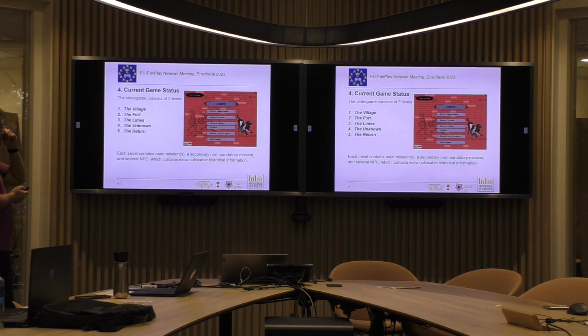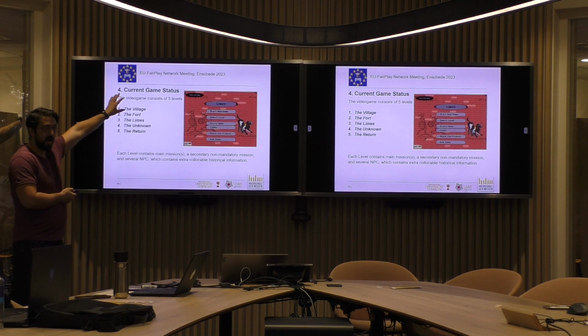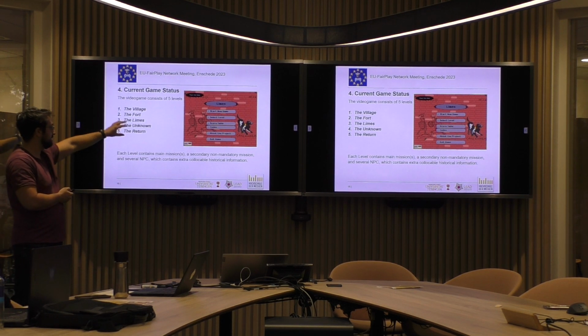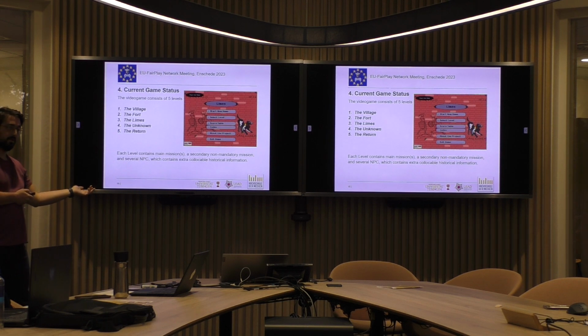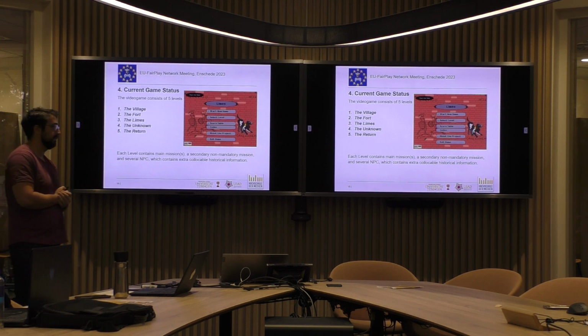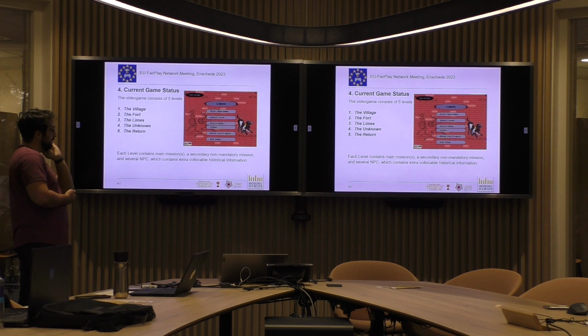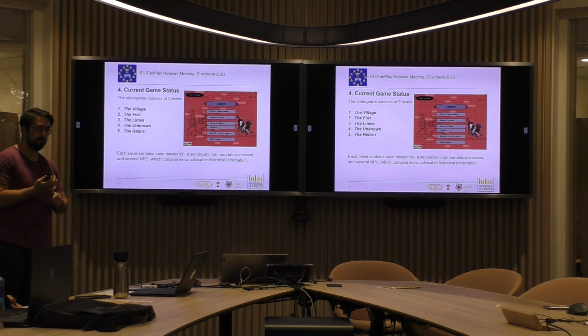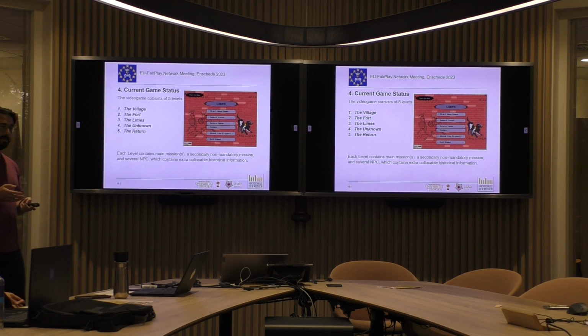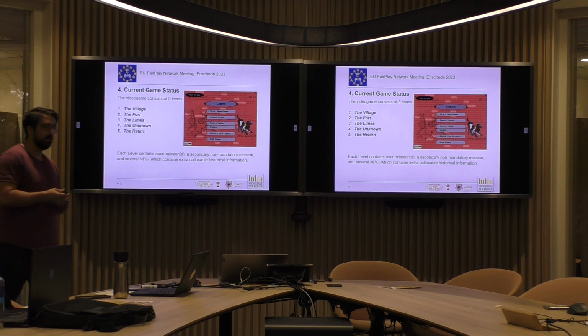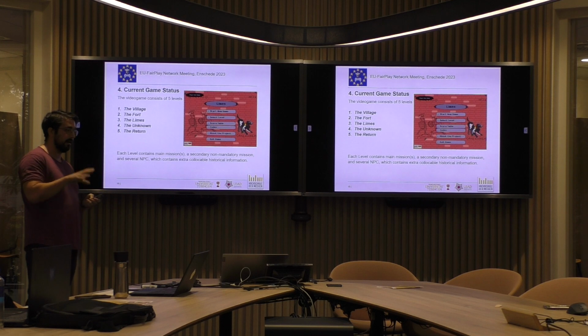The game is based on five levels. So the beginning, when the child gets tricked and captured, and then the rest is the child going back home with the centurion helping the child. Each level contains the main mission, which the player must do in order to carry on with the story of the game. However, each level also contains secondary, non-mandatory missions, and several NPCs that you can interact with. So you can talk to these people, but these things are up to the player.